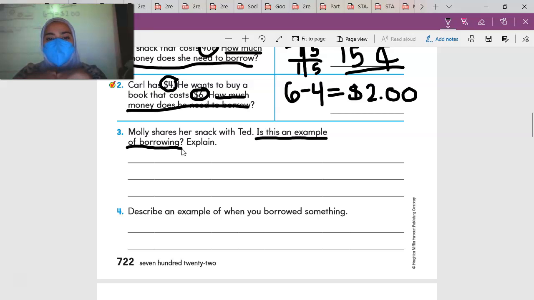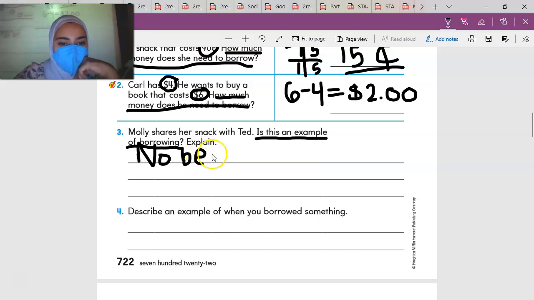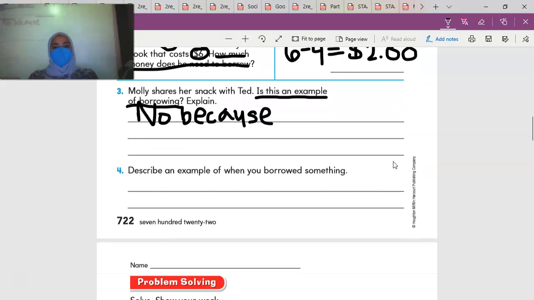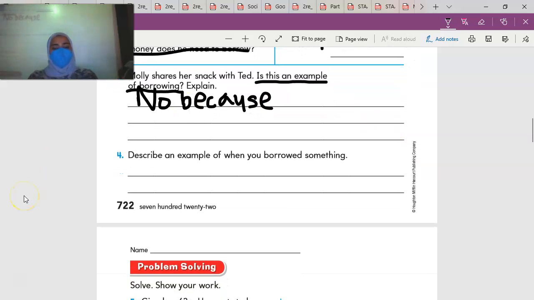Okay? So your answer is what? No. Why not? Because, very good, because she doesn't plan to get it back, right? Because she is giving him part of the snack. She does not want it back. So write that down in your own words. Go ahead and write that down.